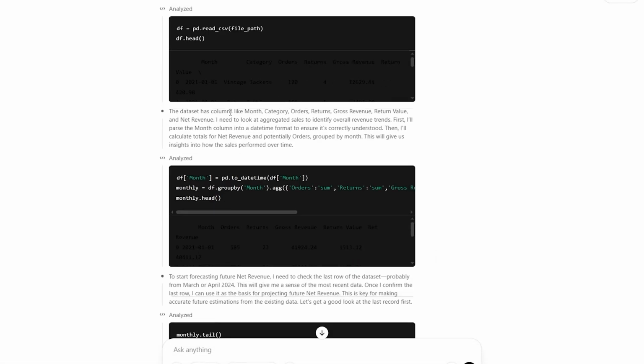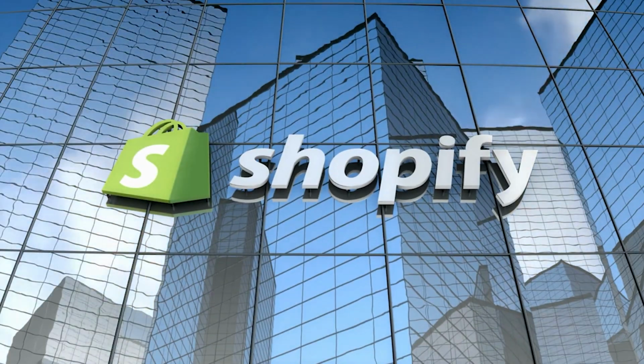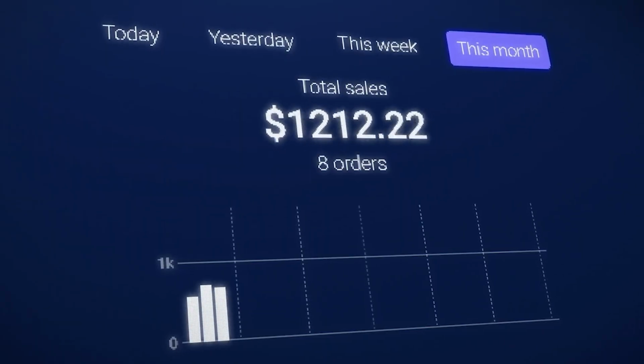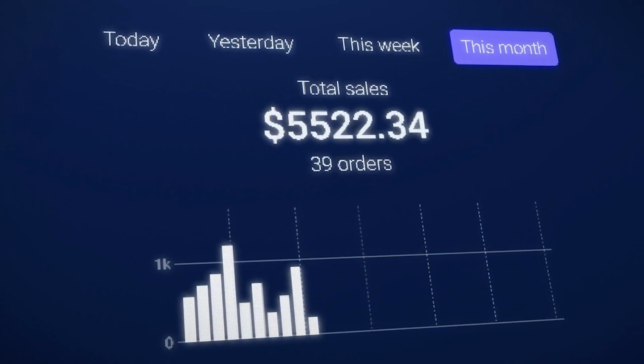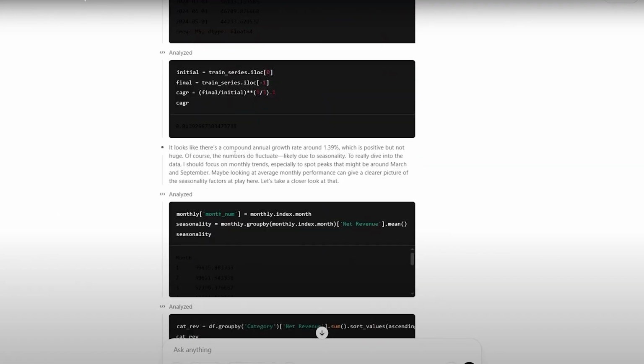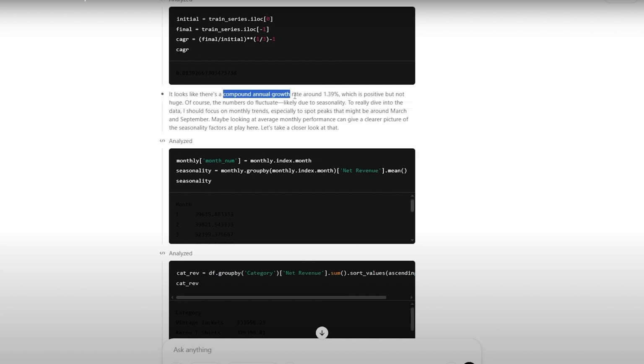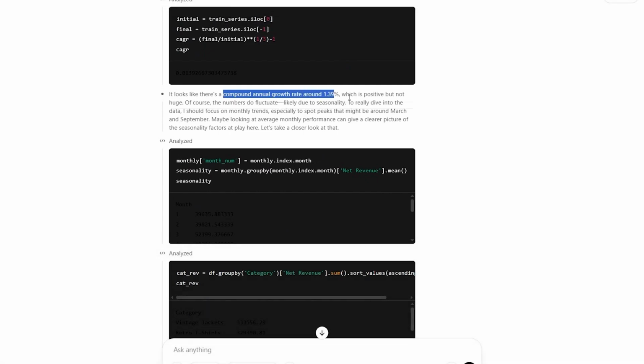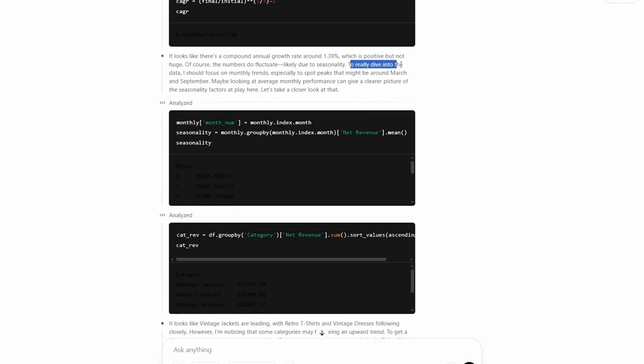I ran some synthetic data for a Shopify store I've been working with, and O3 gave me a detailed analysis of the last 3 years of sales. Not only that, but it also forecasted future trends based on that data. It identified key seasonal peaks, growth patterns, and gave suggestions on where to focus marketing efforts to maximize revenue.